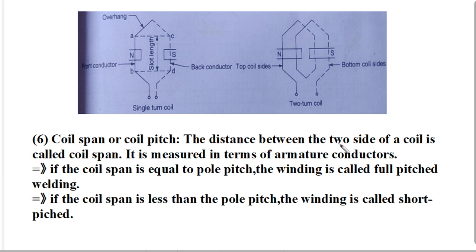Next, coil span or coil pitch. The distance between the two sides of a coil is called coil span. It is measured in terms of armature conductors. If the coil span is equal to pole pitch, the winding is called full pitched winding. If the coil span is less than pole pitch, the winding is called short pitch. We will discuss these terms in detail in a further video.